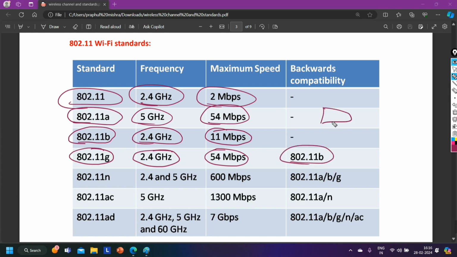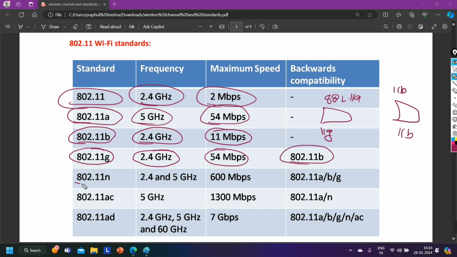Let's say you have two APs, one AP operates on 11g, and another one operates on, let's say, 11b. So these two can work together, because these two are compatible with each other, right? But let's say one AP is working on 802.11a, and this one is working on, let's say, 11b. So you can see these two are not compatible with each other, so these two devices cannot work with each other.